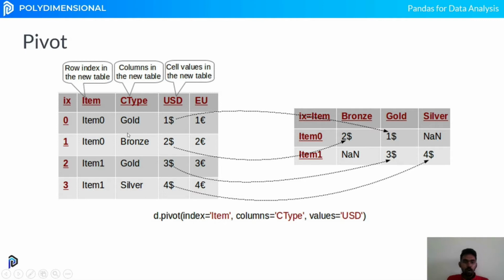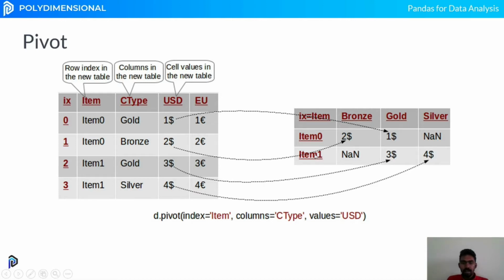They form six combinations. In total we have two items and three kinds of C type, so we get six combinations. So we put the values in that particular bucket. Item 0 and bronze, this combination comes over here, so we put the value here. For each row and column combination, we put the value in the suitable place.